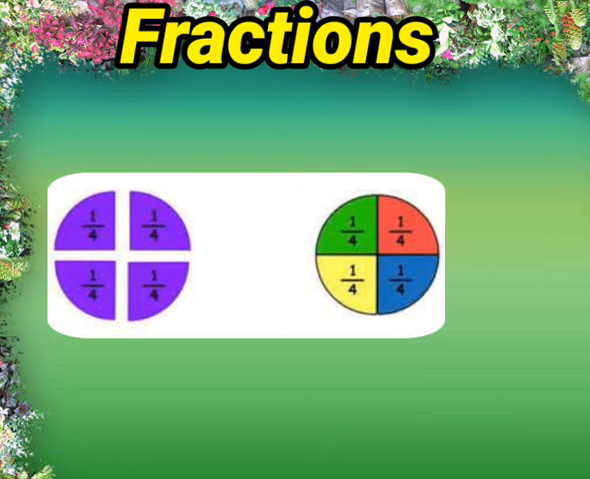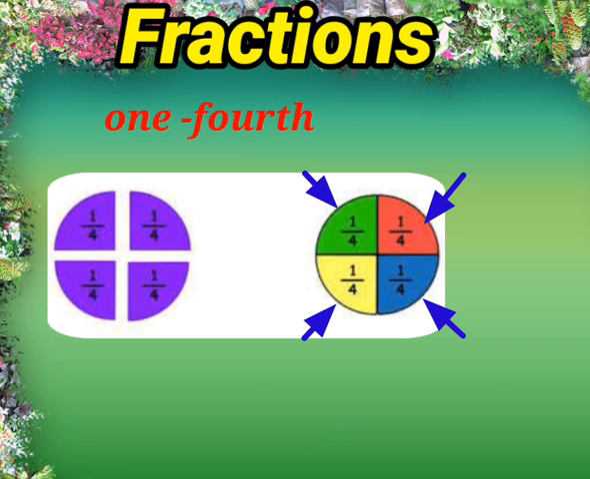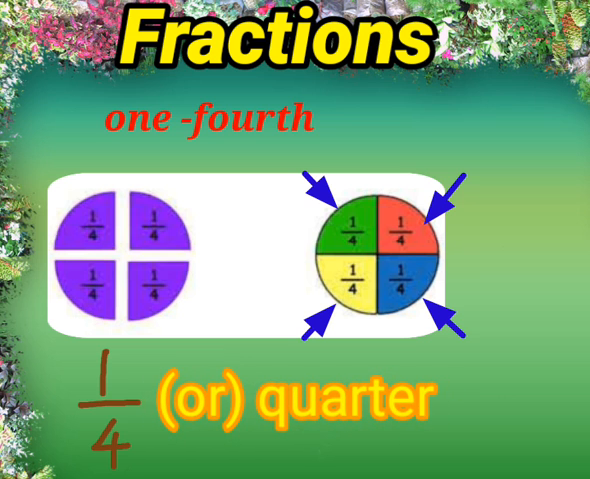Okay, next one. If something is divided into four equal parts, each part is called 1/4 of the whole. This one part is called 1/4. It can be written as 1 by 4. Another name for 1/4 is quarter.